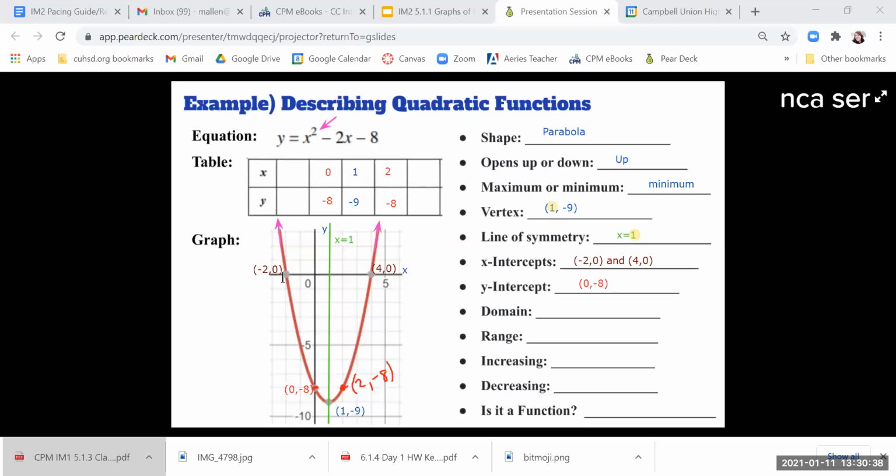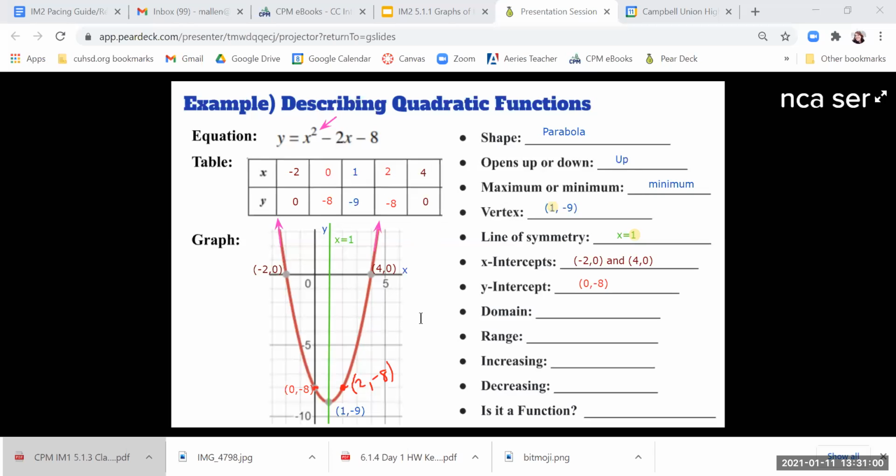And then finally, let's use our x-intercepts. So I'm going to go ahead and put those. So we have -2, 0 on that end. And then we have +4, 0 on this end.